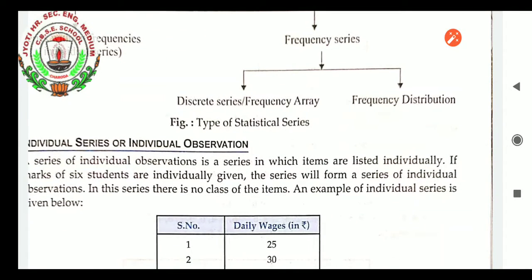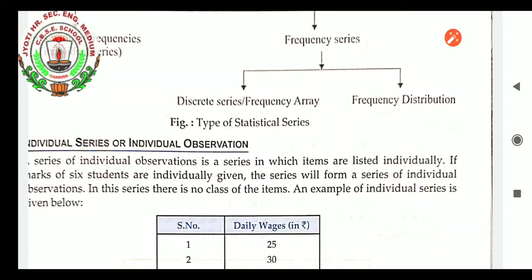There are three series, and in every chapter we will get three formulas related to these three series. Every series will have two methods of calculation, the direct method and the shortcut method, which we will learn in the future. But before that, how many types of series are there? If we want to remember, there are three types: individual series, discrete series, and the frequency class interval series.